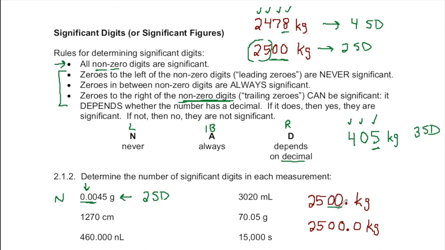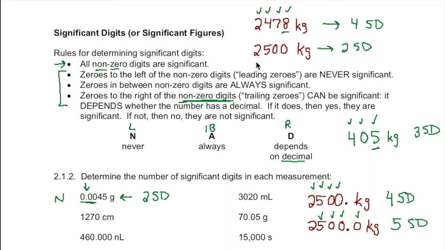So now these zeros, still to the right of the non-zero digits, but since the number has a decimal, now these are significant. So 2,500 written with a decimal would have 4 significant digits. These also are to the right of the non-zero digits, so these zeros would be significant. And if we wrote it as a decimal with another 0 after the decimal, we would have 5 significant digits.